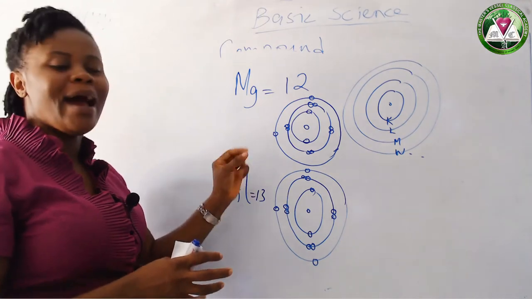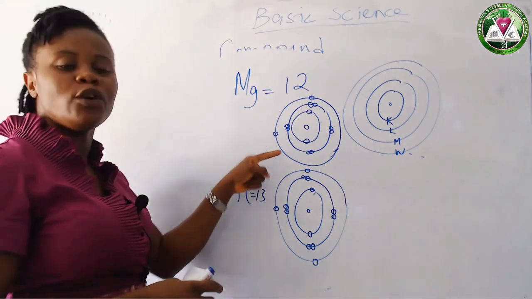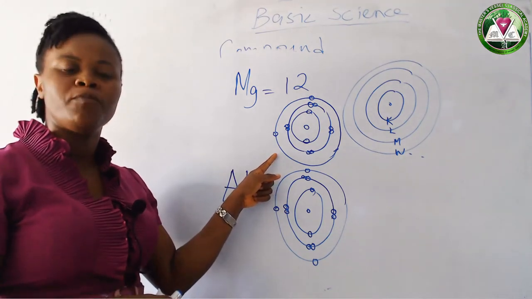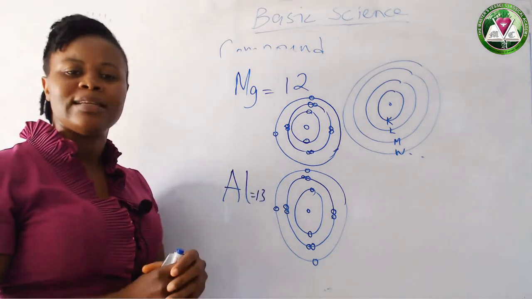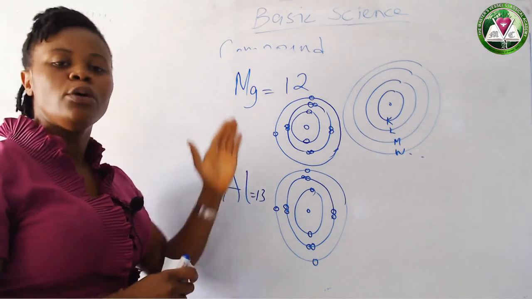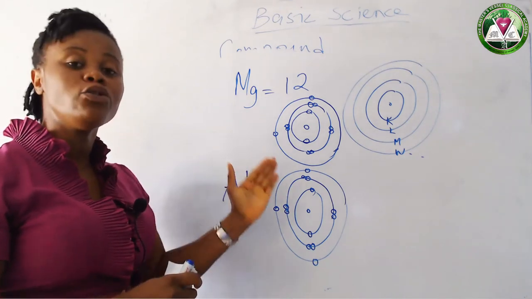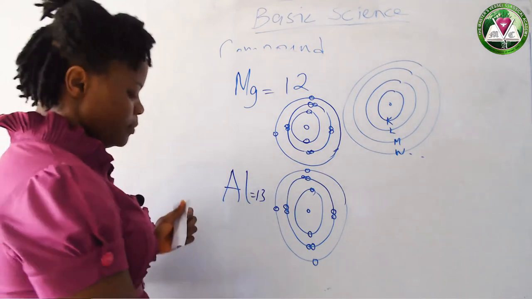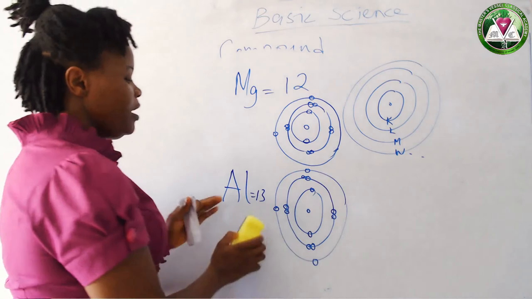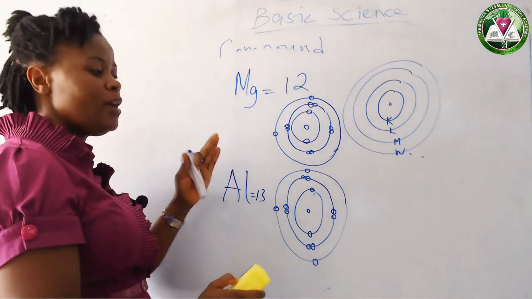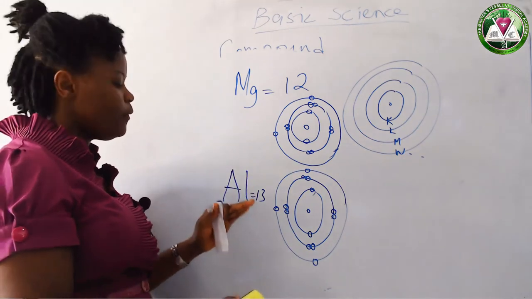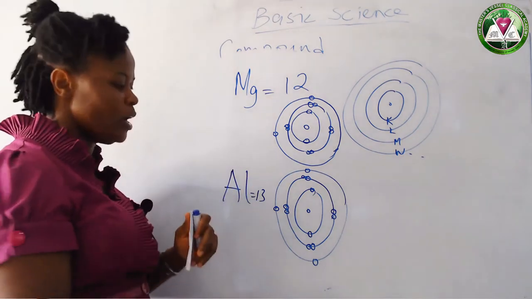So that's why I am putting in more effort to make sure you understand how to draw this atomic structure. Even when you get to your senior classes, you need to know how to draw this structure for you to even understand your periodic table. I want to believe you have understood it. So David and Peter, I want you to try the remaining from 14 down to 20.